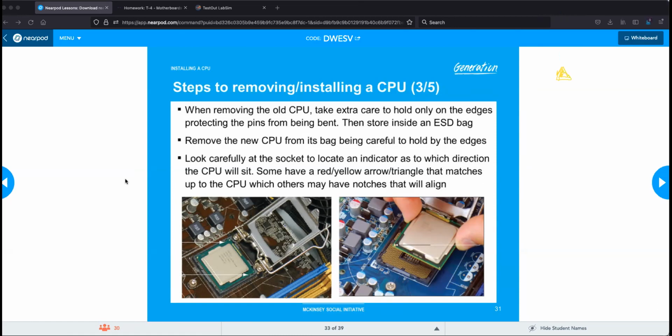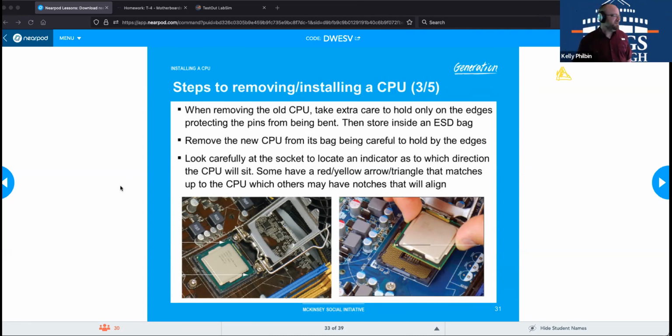Correct. But the yellow triangle itself, what it really indicates is the spot closest to pin 1. So it's the first pin. So you will see a yellow triangle here, and then there will be a yellow triangle on the board as well. So you know exactly what corner goes to which corner when setting the chip down into the board. So you align the yellow triangle, which is closest to pin 1, to the yellow triangle on your motherboard.